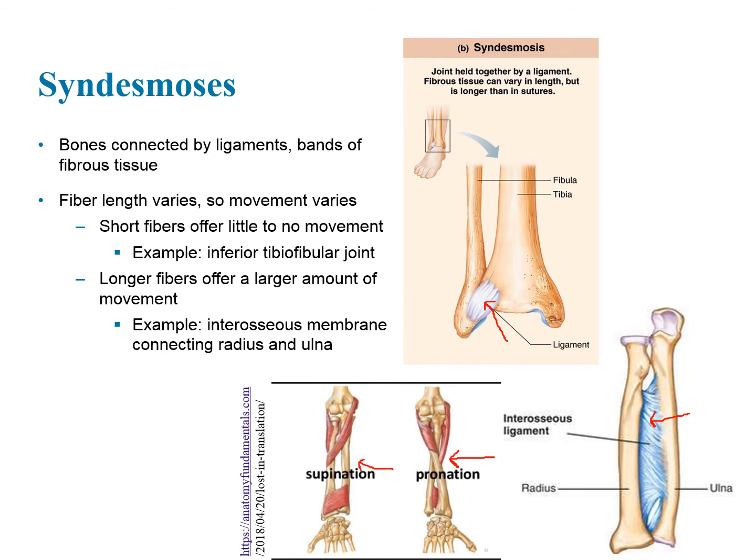So you can see here that the bones are parallel when our palms are facing forward, but then when we turn our palms backwards, one bone, that's the radius, crosses the other, the ulna. The long collagen fibers of the interosseous ligament allow that to happen while holding the bones together in space. Short fibers, like you see here, offer little or no movement. For example, the inferior tibiofibular joint holds the fibula in position with respect to the tibia.